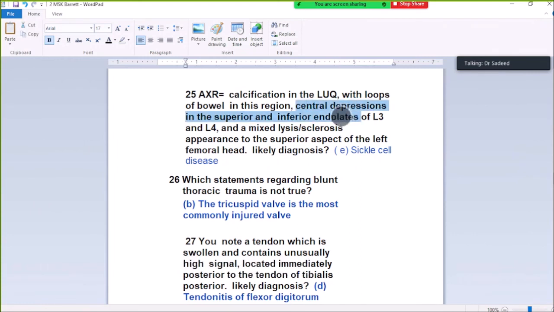So central depression in the superior and inferior end plates of the vertebrae, a mixed lysis and sclerosis appearance in the superior aspect of the left femoral head, so AVN of the femoral head, diagnosed sickle cell disease.